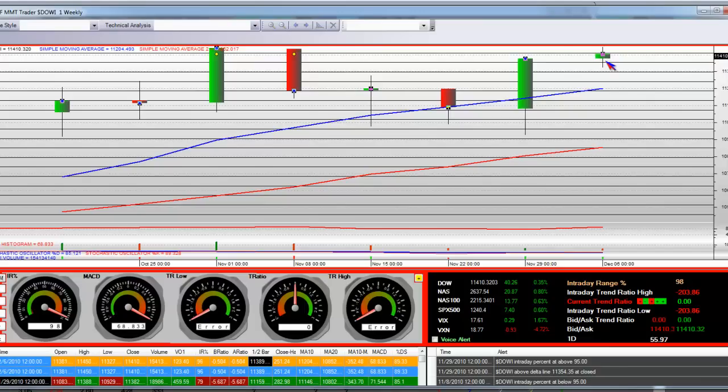And take a look at this one, MMTs. Half bar here is 11,389. We closed on the Dow at 11,410. Oh, yes, we did. Up 40.26 handles. My point of it is, now here we are.